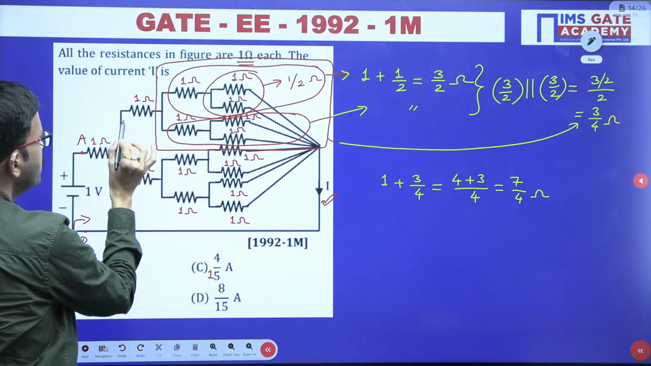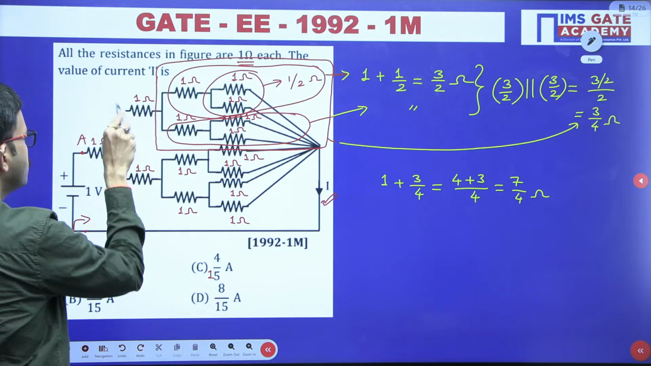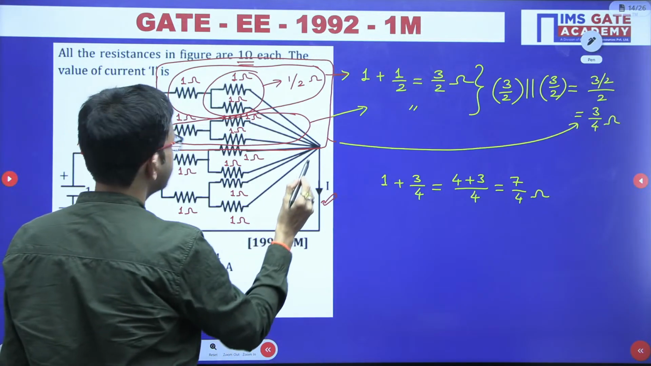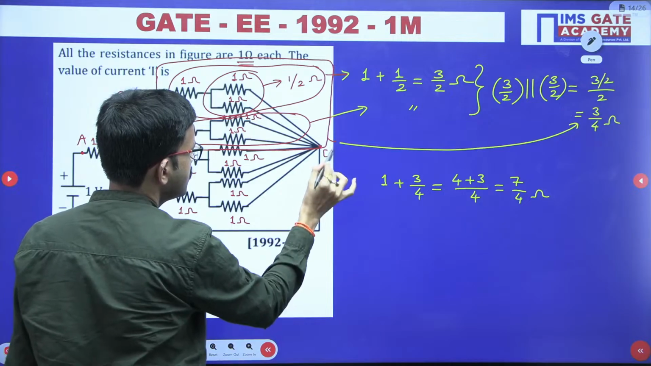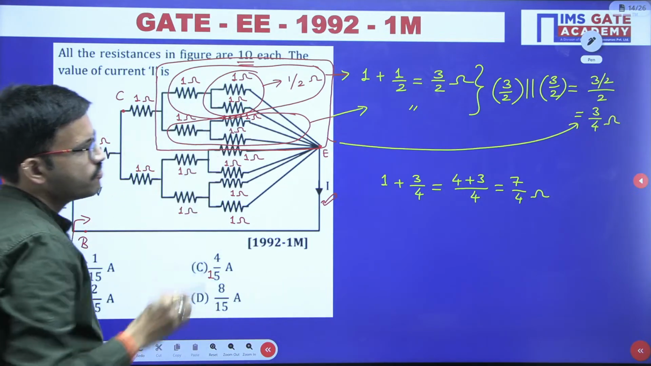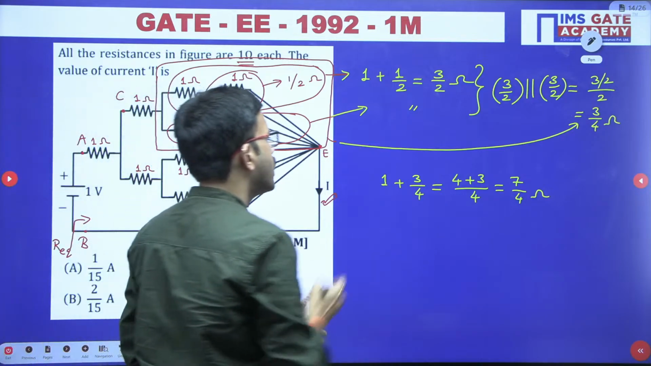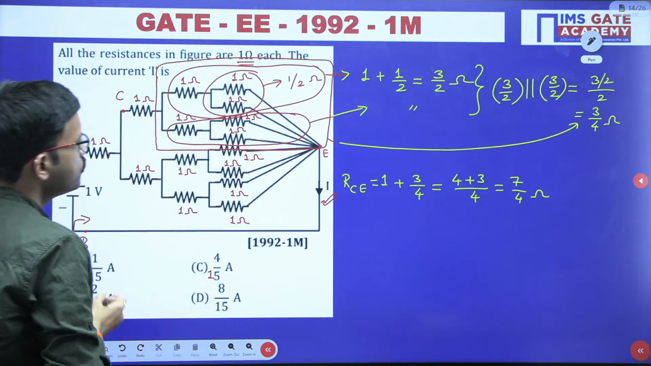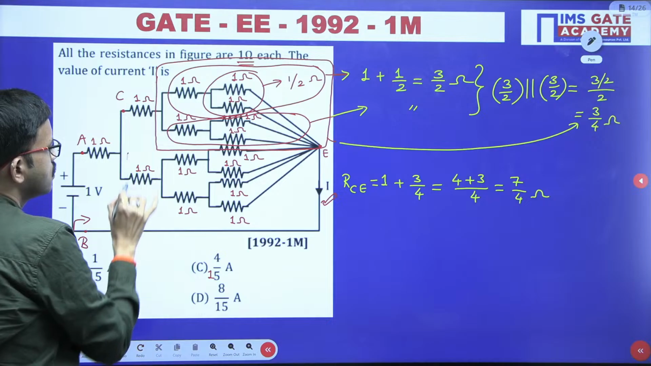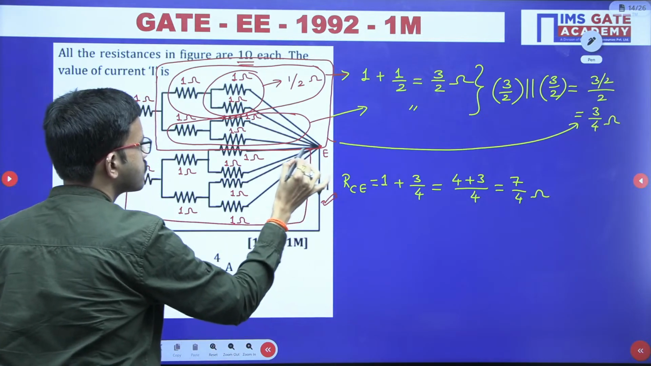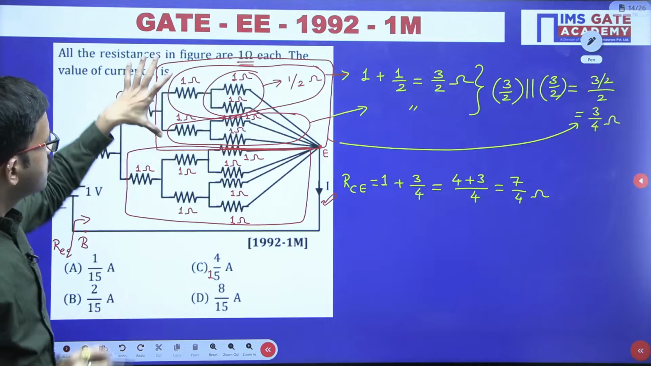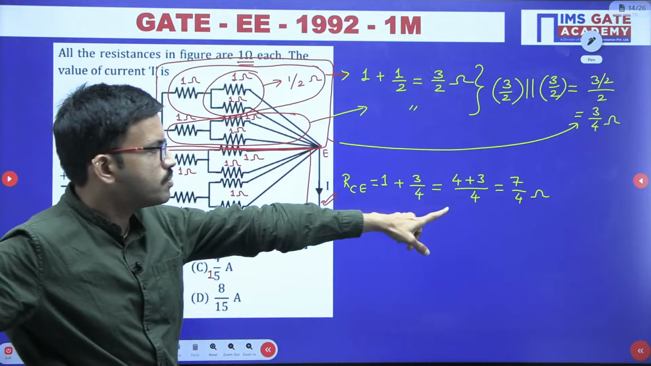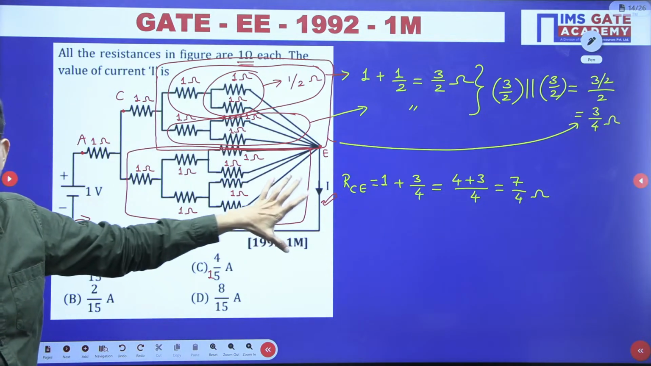Up to here, for example, I will label this node as C, and this node as E. Between C and E we got 7 by 4 ohm, so I will write here R CE. Similarly, if you observe this entire part, because this part and this part are both the same, and for this entire network we just got 7 by 4, similarly here also you will have 7 by 4.